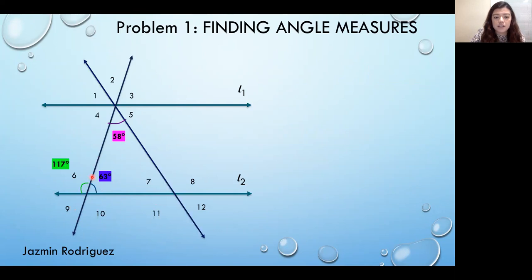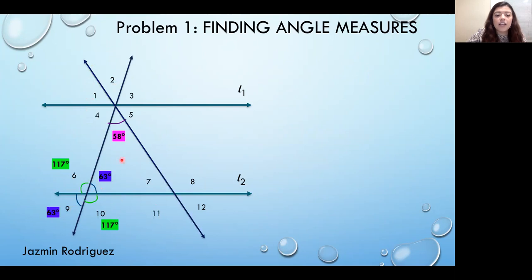measures 117 degrees. Now we see that angle 10 is going to be on the opposite side of angle 6, which means it's a vertical angle, and vertical angles are equal. Therefore, angle 10 is also 117 degrees. Now we can see that our angle 9 is also on the opposite side to our angle measure of 63 degrees. Once again, opposite ones are going to be the same. So angle 9 is 63 degrees.